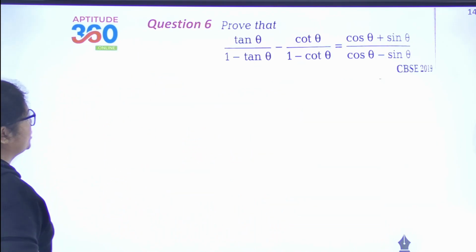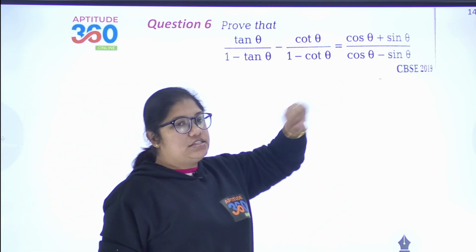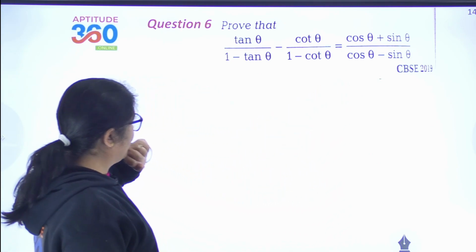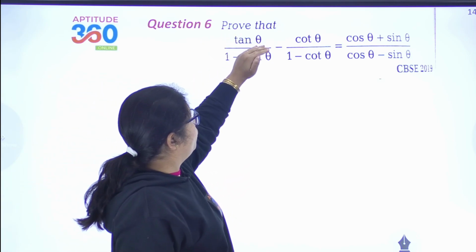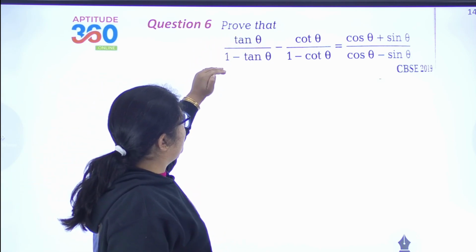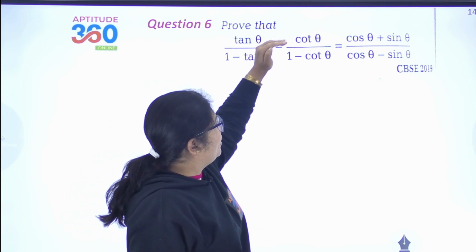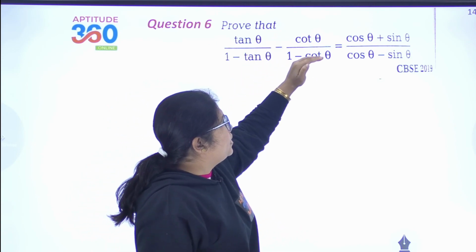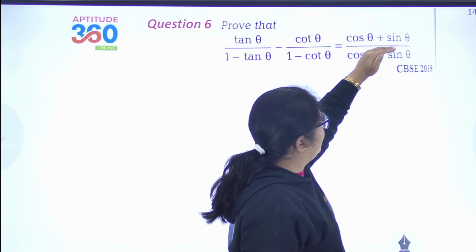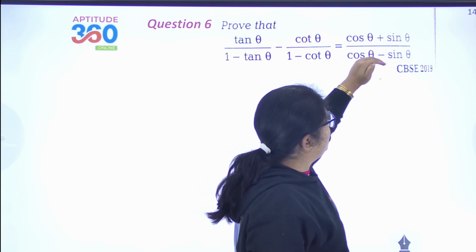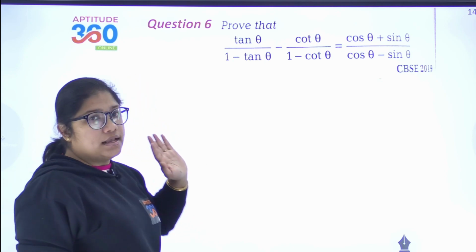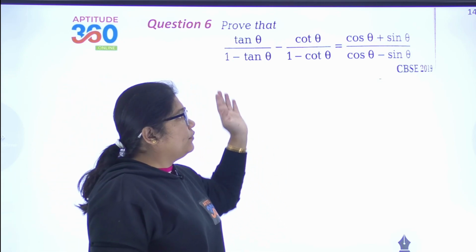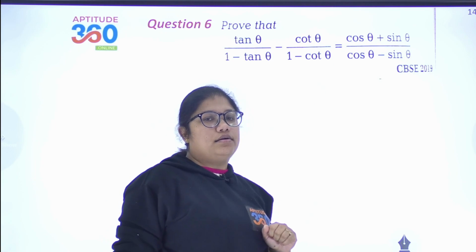Let us move to the next question, which came in your CBSE 2019 exam. What they are asking you to do is prove tan theta upon 1 minus tan theta minus cot theta upon 1 minus cot theta is equal to cos theta plus sin theta divided by cos theta minus sin theta. So let us first take the left hand side and try to reach the right hand side.